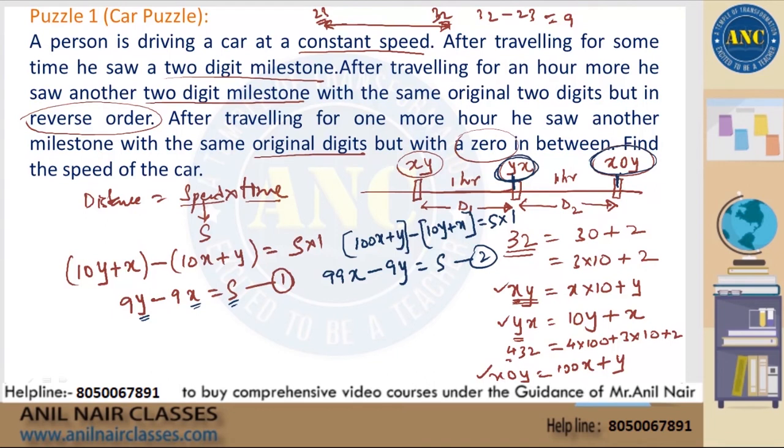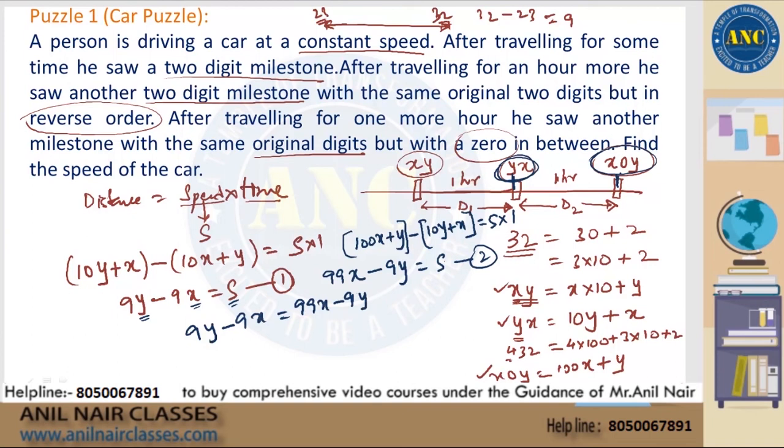Don't worry. For us to handle that, first let's apply what can be immediately done after this. Because this s and this s are the same, I can say now that 9y minus 9x is equal to 99x minus 9y.